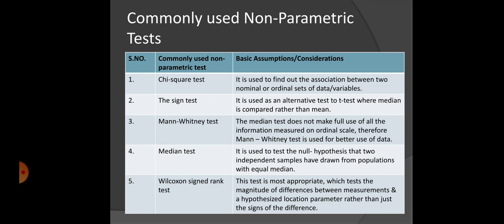Wilcoxon signed rank test means this test is most appropriate, which tests the magnitude of difference between measurements and a hypothesized location parameter rather than just the signs of difference.